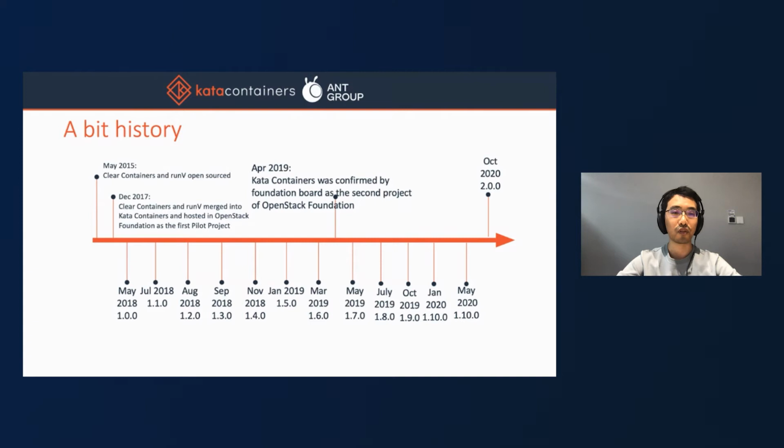So we came to the OpenStack Foundation, that is now renamed into OpenInfrastructure Foundation, but that was OpenStack back then. In December 2017, Kata Containers and runV merged into Kata Containers, and it is hosted in the OpenStack Foundation as their first pilot project, because at that time the OpenStack Foundation was trying to expand its scope into open infrastructure.